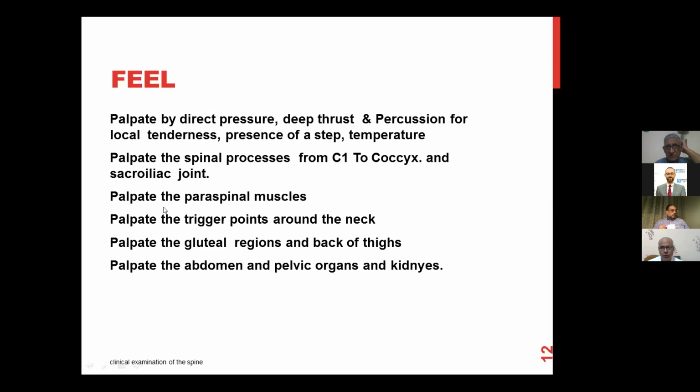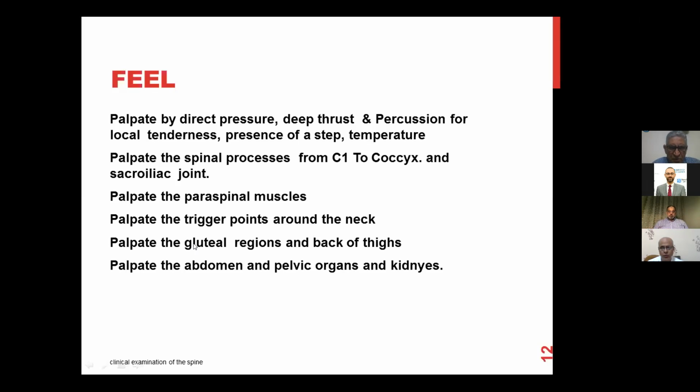Palpate the spinous process. Palpate the paraspinal muscles, as I mentioned. We do special palpations for the trigger points in the cervical region, which are the levator scapulae, trapezius, the rhomboids major and the rhomboids minor, and the trapezius. We should also look for tenderness over the shoulder in case of cervical brachialgia to exclude supraspinatus tendinitis or tennis elbow.